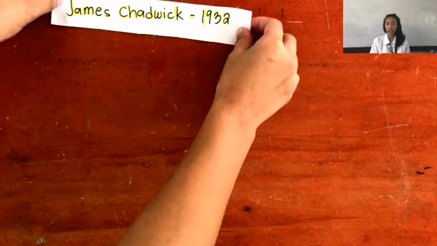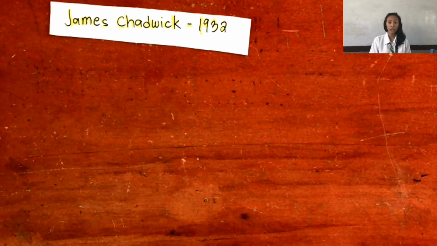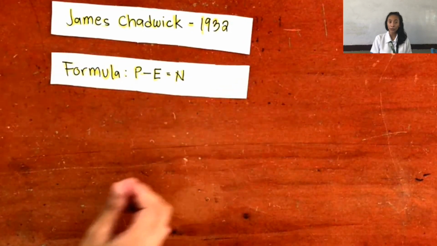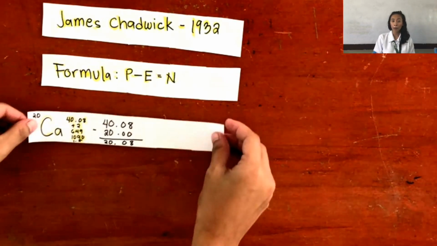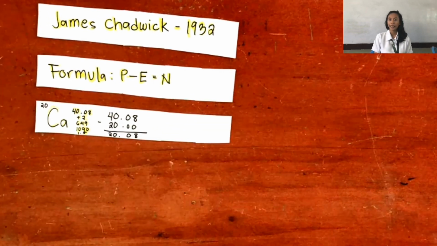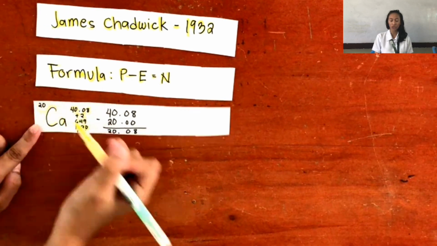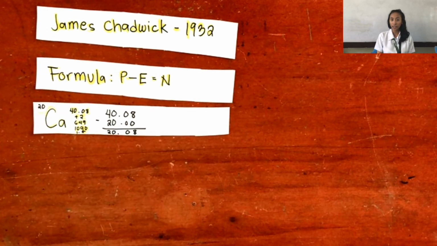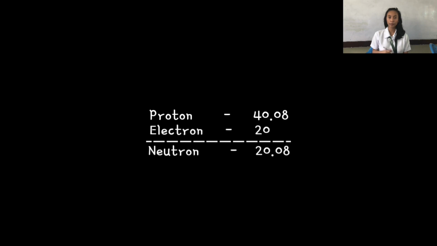Neutron was discovered by James Chadwick in 1932. Neutrons are located in the nucleus with the proton. The formula of neutron is proton minus electron. One example is calcium. Calcium has a proton of 40.08 and an electron of 20. So proton minus electron: proton 40.08, the electron of calcium is 20. So this will be 20.08.